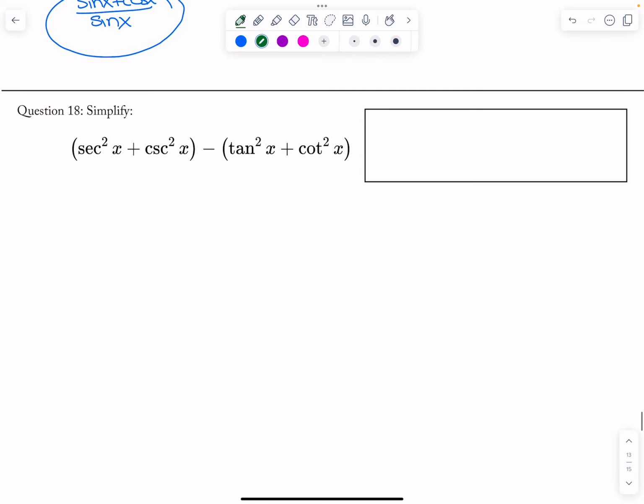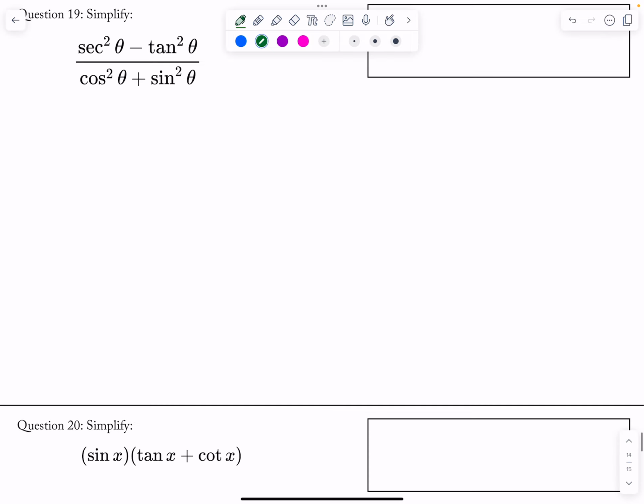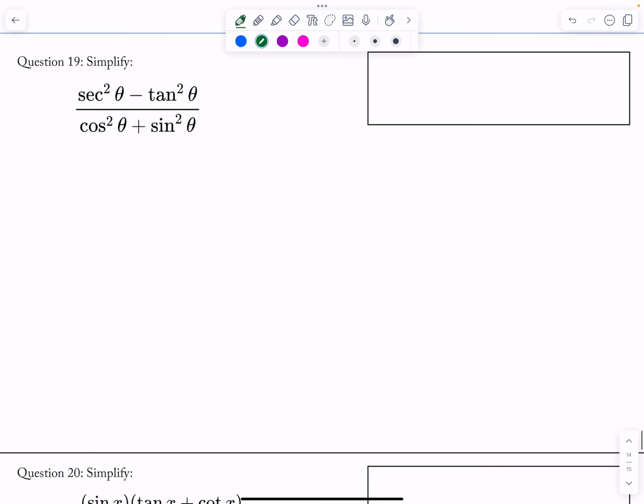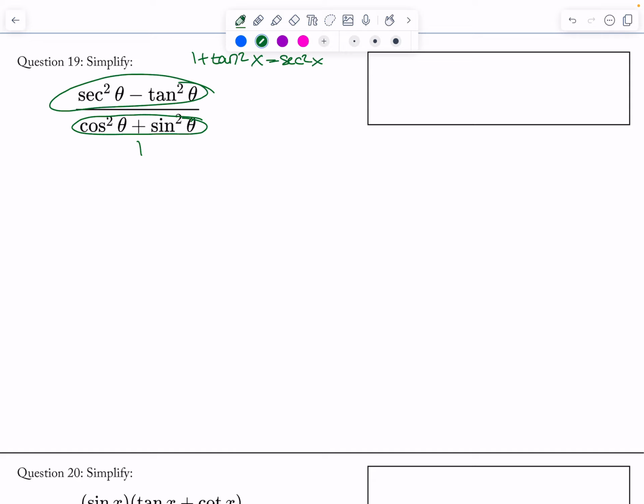Okay, and then 18 is an even, 19. Let's see, so first of all, sine squared plus cosine squared is equal to 1. And then we had that 1 plus tangent squared, wrote my x funny, is equal to secant squared. So then the secant squared minus tangent squared is equal to 1, so the whole thing is equal to 1.